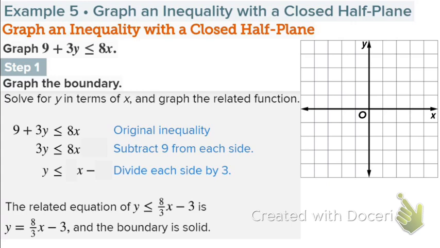What's my original inequality? What did they give us to work with? Yes. 9 plus 3y is less than or equal to 8x. How is that or equal to going to change things? It's going to be solid instead of dashed. If it has a little line, then I draw a solid line. If it does not have a little line, then I dash it. So I know right from the beginning that it is going to be a solid line, which they call a closed boundary.